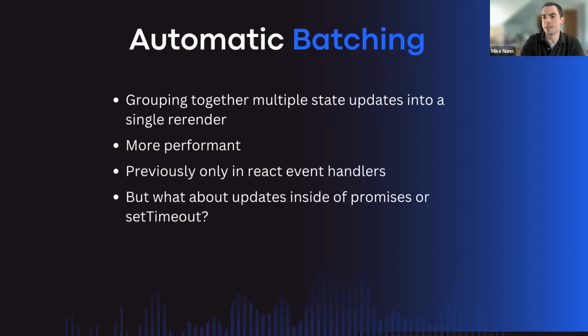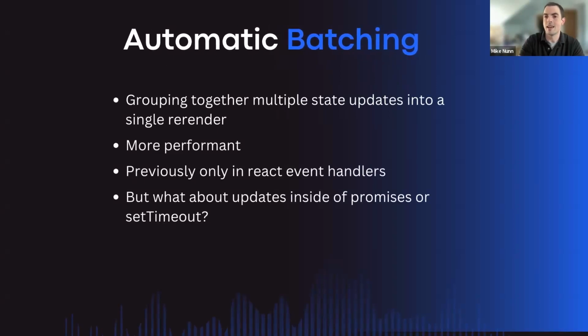Now, our third new feature is automatic batching. And this is the process of grouping together multiple state updates into a single render, which results in better performance. A way to think of automatic batching is, imagine you're at a restaurant with some friends and you order some food. It wouldn't make sense for you to give the waitress your order, and then she goes back to the kitchen to place her order, then comes back to the table to take the next person's order, then goes back to the kitchen and repeats that process for everybody.